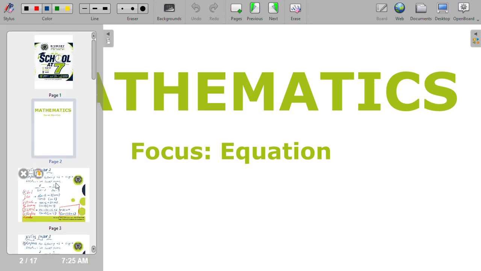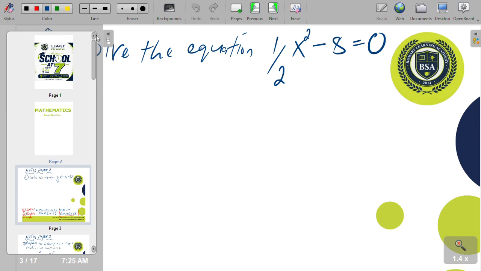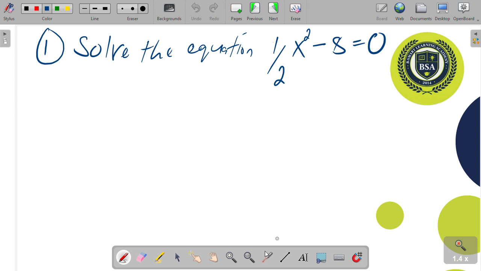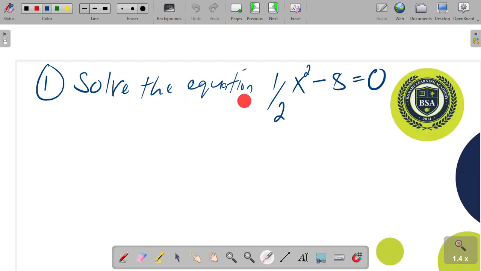All right, so let's do this question. The question reads: solve the equation (1/2)x² − 8 = 0. Before you actually solve this question, you must understand that we first need to isolate the variable x. So this is what we're going to do.